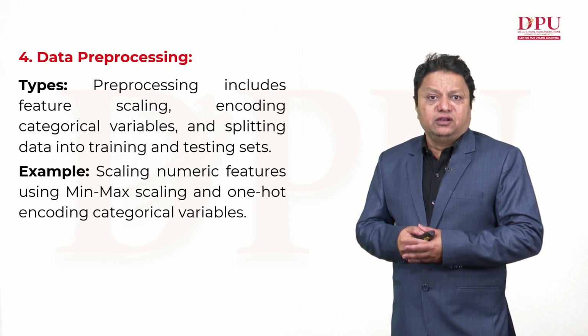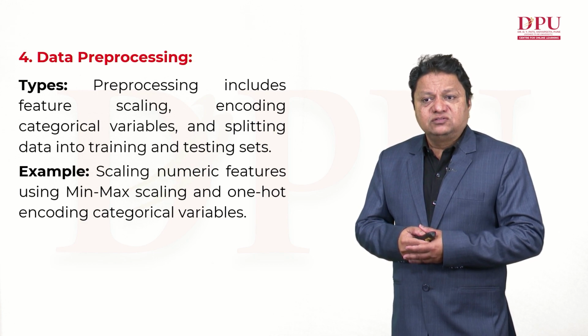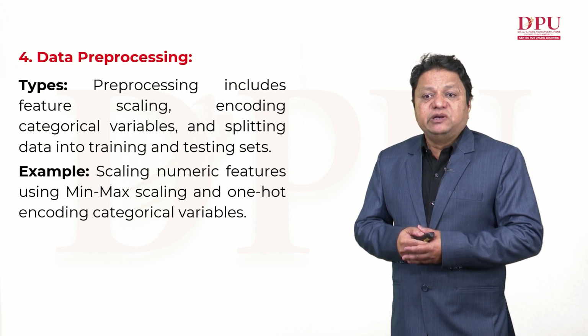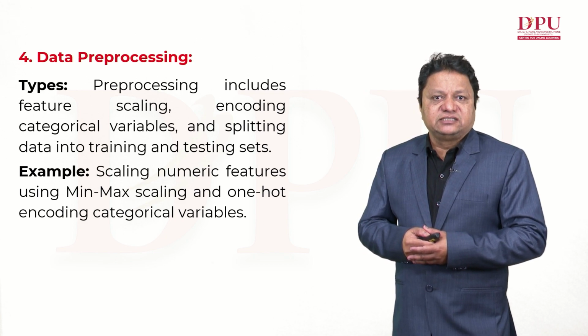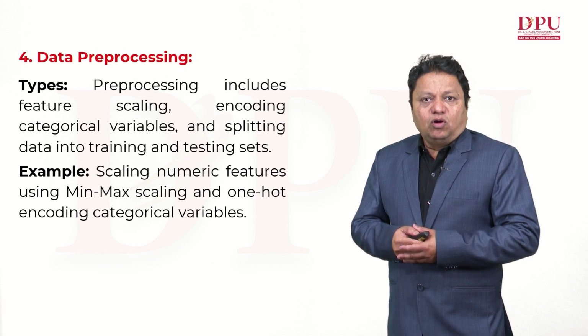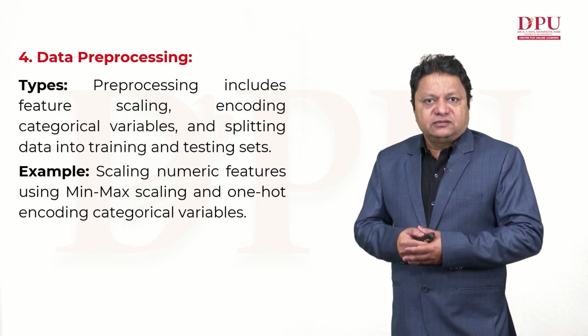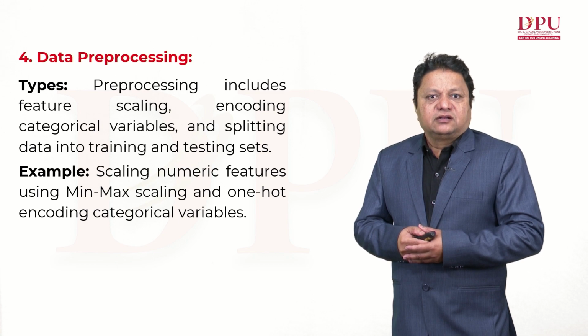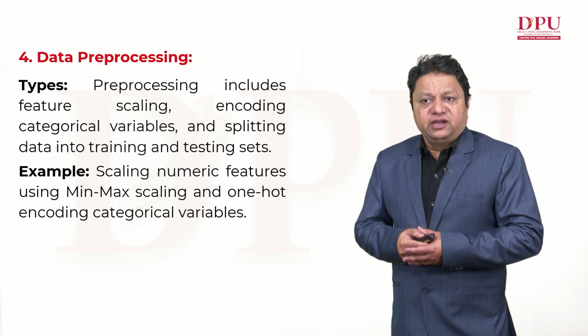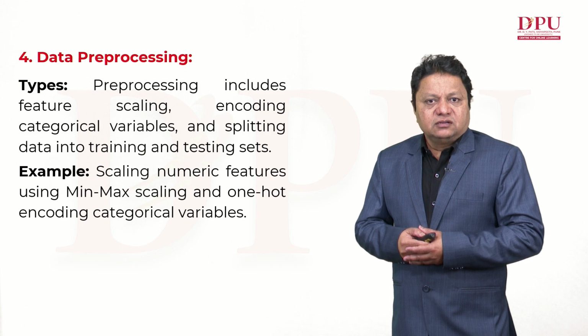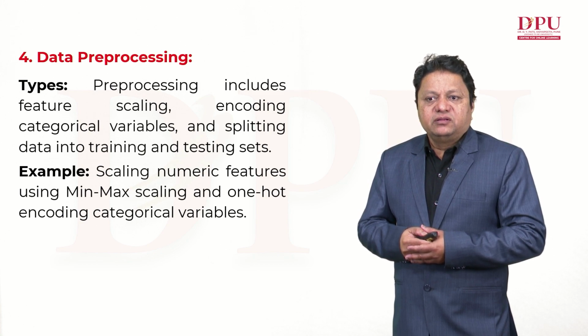Pre-processing includes feature scaling, encoding the categorical values or categorical variables, and splitting the data into training and testing sets. All these activities come under data pre-processing, that is scaling the features, creating the training set and testing set, and converting the categorical data into numerical data.